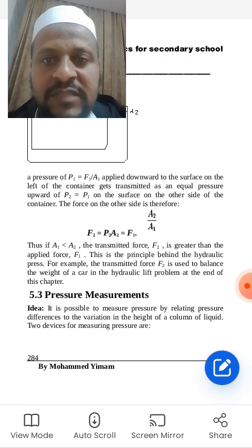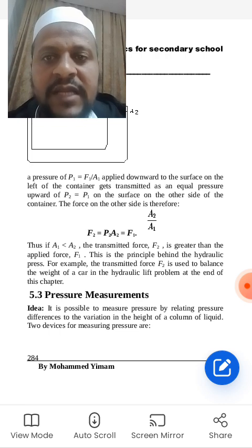For example, the transmitted force F2 is used to balance the weight of a car in the hydraulic lift problem at the end of this chapter. Next time we'll see about pressure measurements.